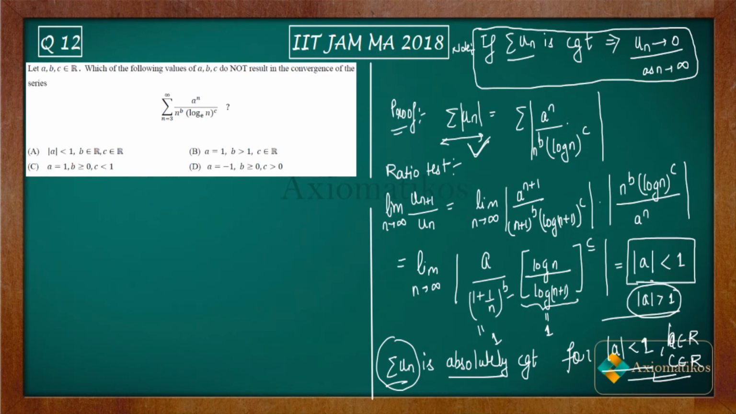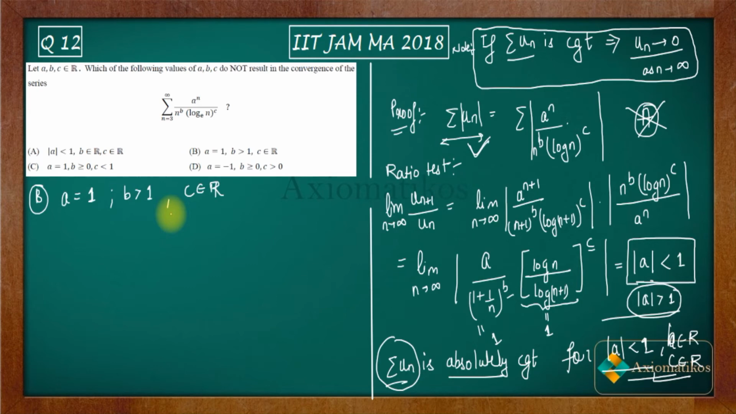So I should write that from this part of the proof, I proved that option A is actually incorrect. That means it actually provides us the convergence for the series. Now let me do it for B. Suppose A is 1, B is greater than 1, and C belongs to R, then what can happen? We have to check that part.